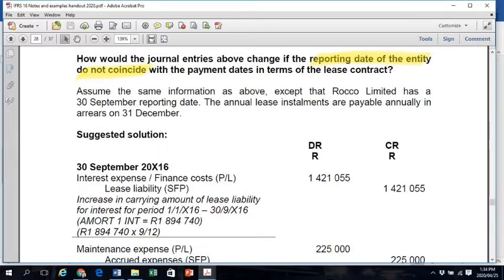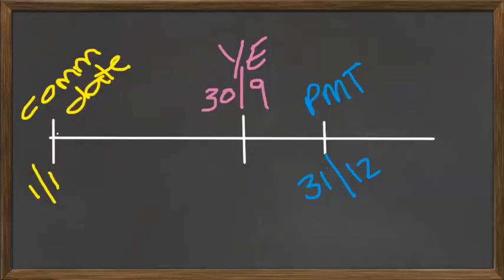So assume the same information as above, except that Rocco Limited has a 30 September reporting date. The annual lease installments are still payable annually in arrears on 31st December. Whenever you have to deal with a scenario where the year-end date and the payment date of the lease agreements do not coincide, it is advisable to make use of a timeline.